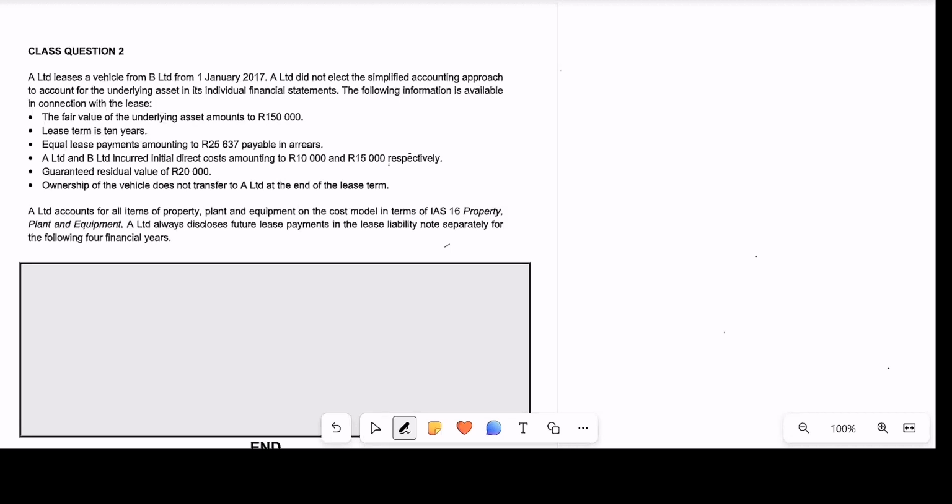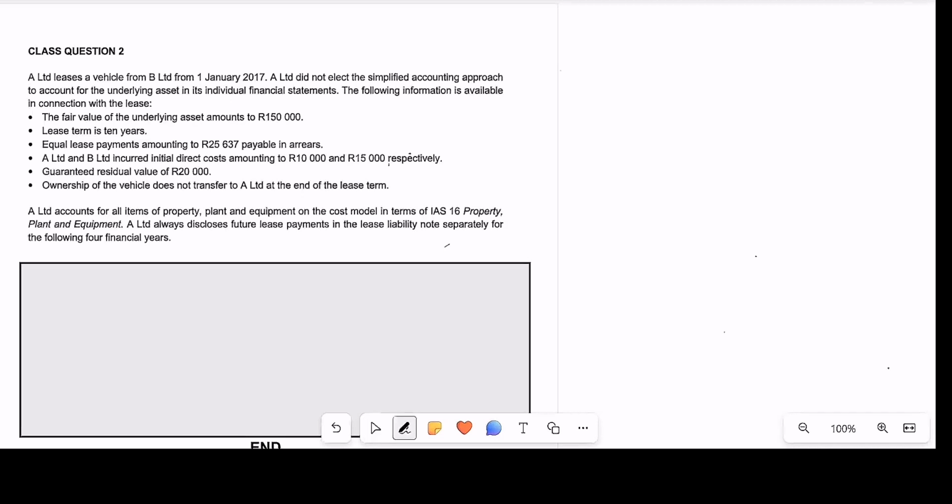Ownership of the vehicle does not transfer to ALTD at the end of the lease term. Then at the bottom, it says ALTD accounts for all PPE on the cost model in terms of IAS 16, and ALTD always discloses future lease payments in this liability, not separately, for the following 4 years. So basically, this is the accounting policy.